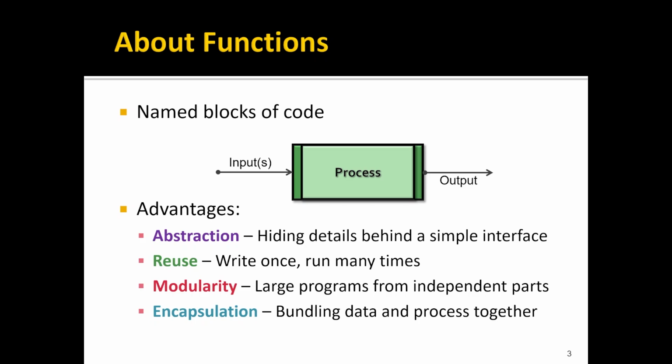And this also relates to the notion of encapsulation. Encapsulation means bundling data and the process together into a single unit. So functions provide this through what's known as scope, a concept which we'll cover later in this chapter. But in brief, the variables and processes within a function are contained within that function, so we don't have to worry about unexpected interactions with things outside of that function.